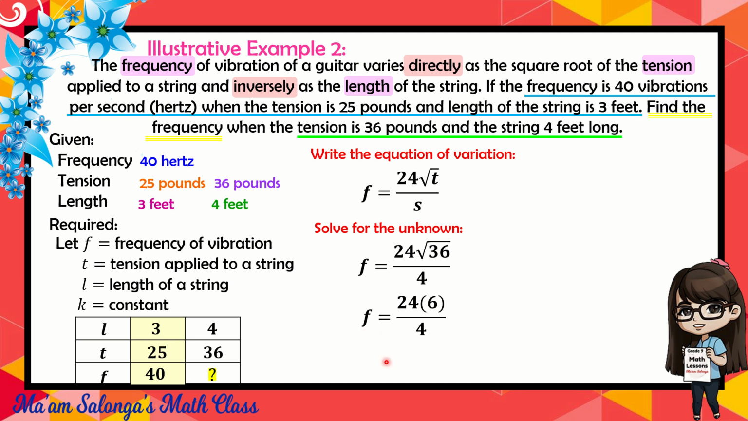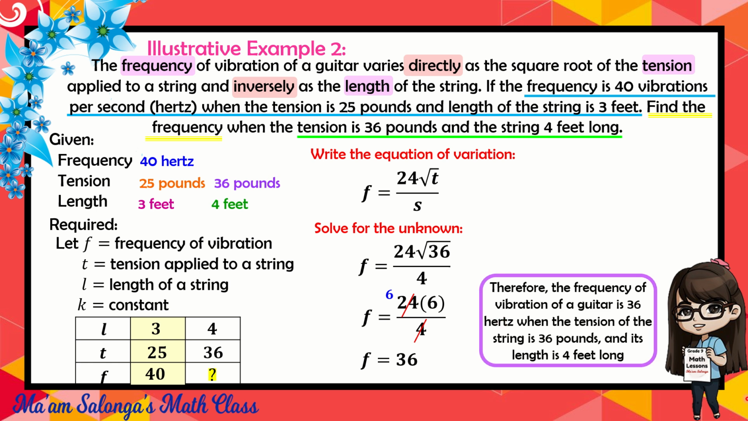Here, we will use again the technique of cross cancellation so that we won't have to divide and multiply large numbers. Since 24 and 4 are divisible by each other, 24 divided by 4 is 6. And the 4 here becomes 1. So, 6 multiplied by 6, the answer is 36. Therefore, the frequency of vibration of a guitar is 36 hertz when the tension of the string is 36 pounds and its length is 4 feet long.